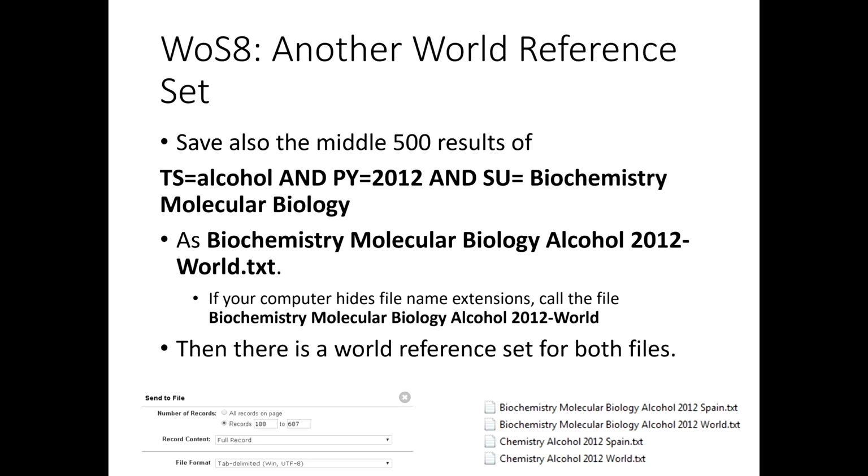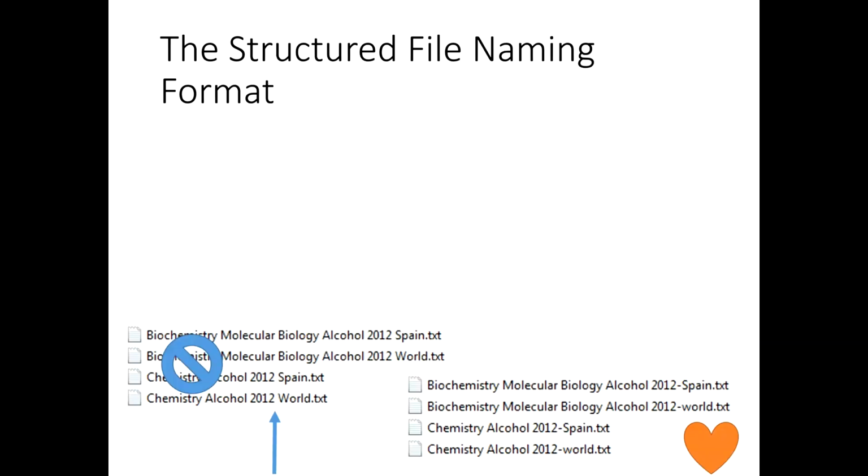And then do the same for the middle 500 results for biochemistry, molecular biology, and rename that file biochemistry molecular biology alcohol 2012-world. So at the end of this, you should have 4 files with matching file names, a Spain and a world version for each file name.